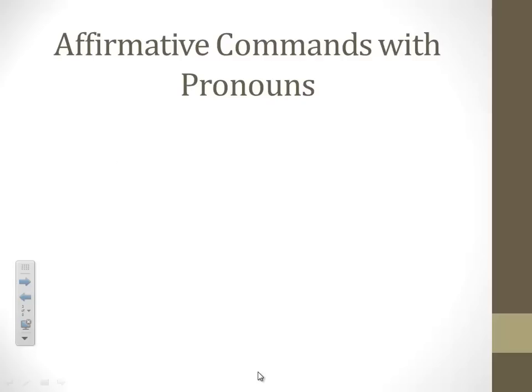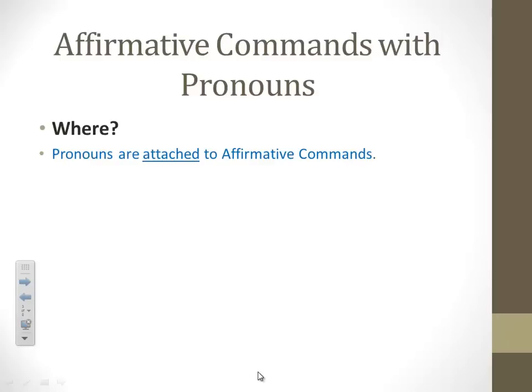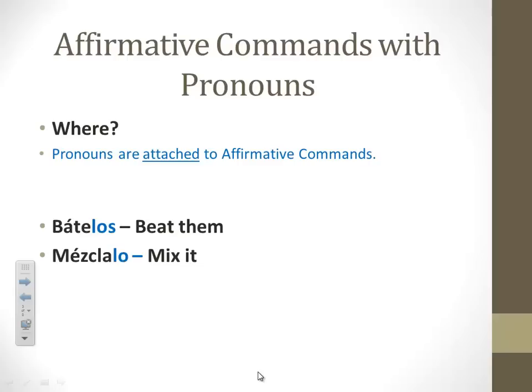Okay, so on your note guides, you have already filled out section 1 there from the first slide. Now let's jump down to section 2, pronouns with affirmative commands. Again, where do you put them? They are attached to the affirmative command. Look at the examples here. You have bátelos, beat them, mézclalo, mix it, y ayúdame, help me.